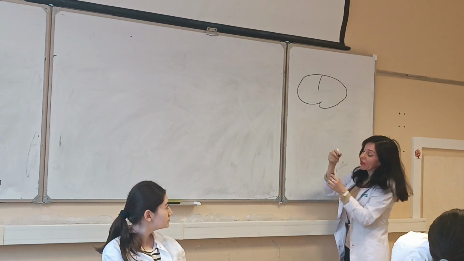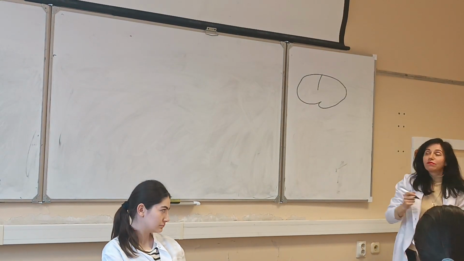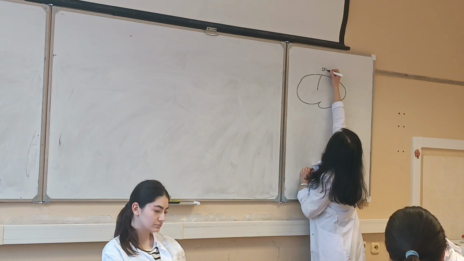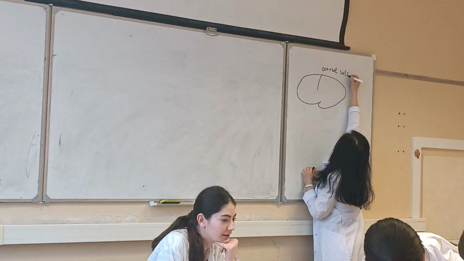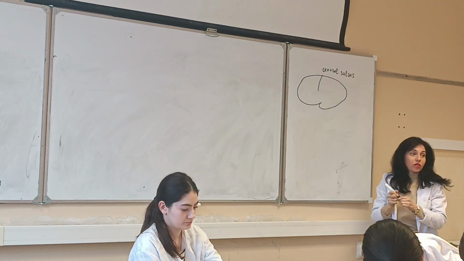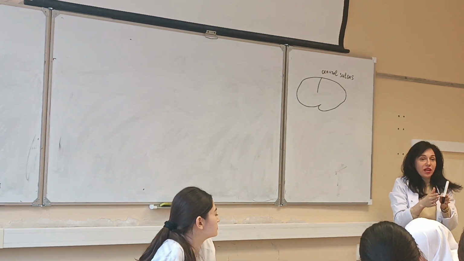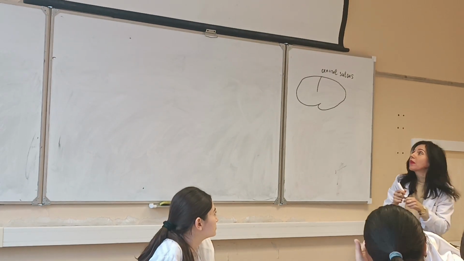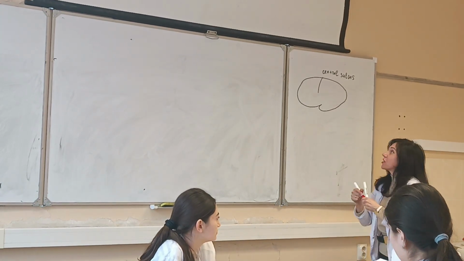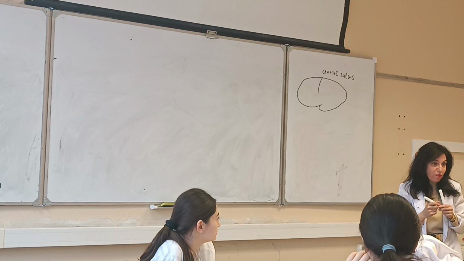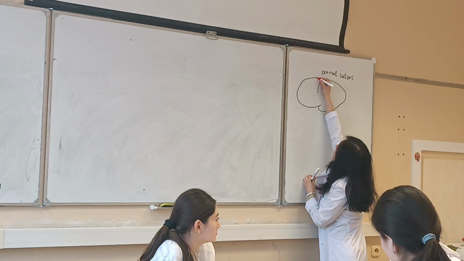The central line means central sulcus. Do you know central sulcus? Central sulcus. It divides the brain cortex into two parts. The area in front of the central sulcus is called the precentral gyrus.